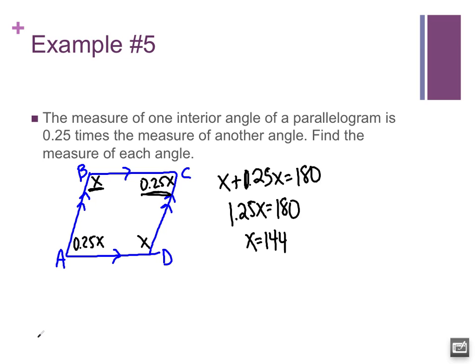Now this does not answer our question. We're not finished. It says find the measure of each angle. That means angle B is 144. If I take 144 and multiply it by 0.25, I get 36. So my angles are 144 degrees and 36 degrees. So hopefully that went well for you.